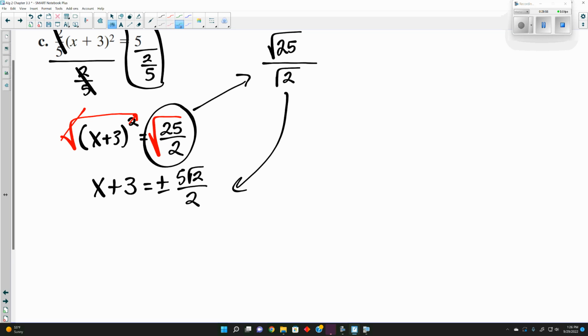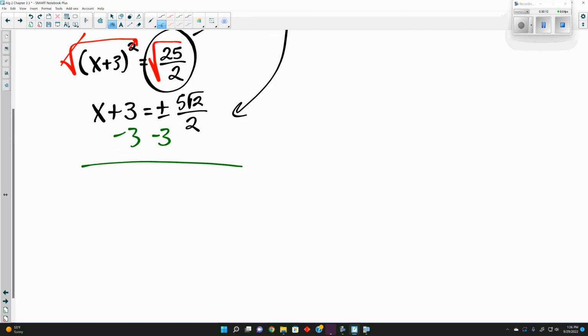And at this point, on all the problems that we've done up to this point, x was by itself and we're done, yes? Is x by itself? No, we have x plus 3, right? So how can we get x by itself? Subtract 3. Now, 5 square root of 2 over 2, is that a nice number? Is that a rational number? No, it's irrational. Does it have any like terms with negative 3? No, because if they were, they would need to both have the square root of 2. So we can leave it as negative 3 plus or minus 5 square root of 2 over 2.